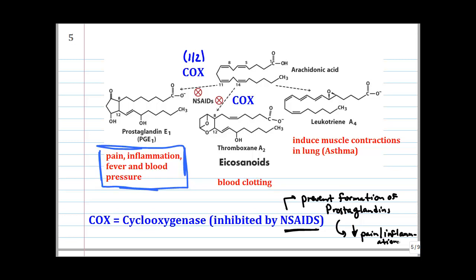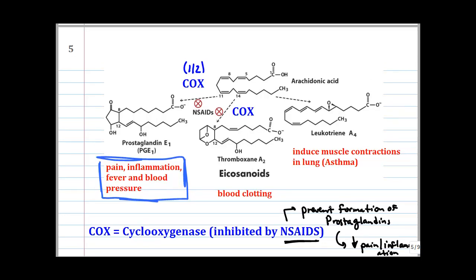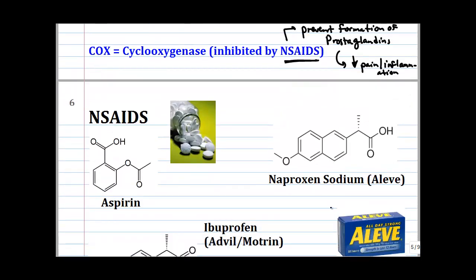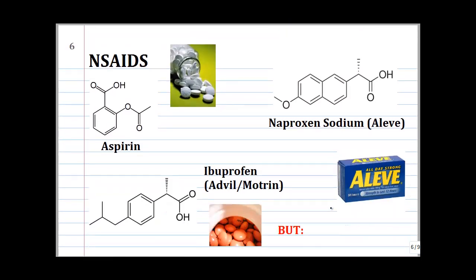And there's a COX1 and a COX2, which we're not going to get too deep into, but there's 2 varieties of it. Non-steroidal anti-inflammatory drugs block the activity of the COX enzyme. If you do that, then you basically relieve pain and inflammation because you're not forming prostaglandins. Now, what are some of these NSAID drugs? Well, here we go. They're the big pain relievers. Aspirin, naproxen sodium, and ibuprofen are the major NSAIDs that have been in use for quite a long time.